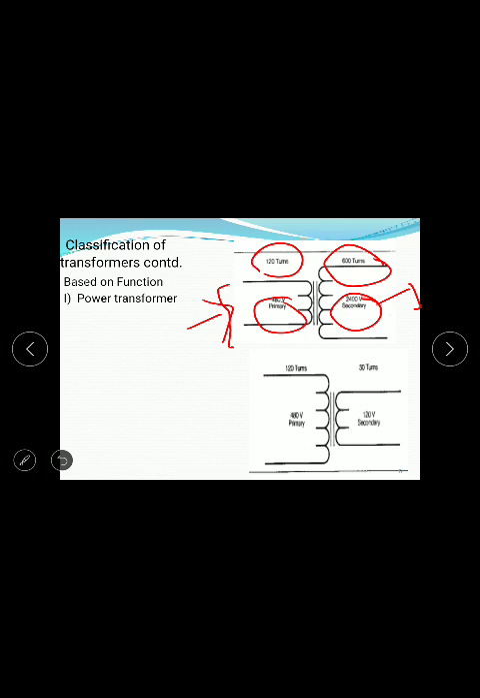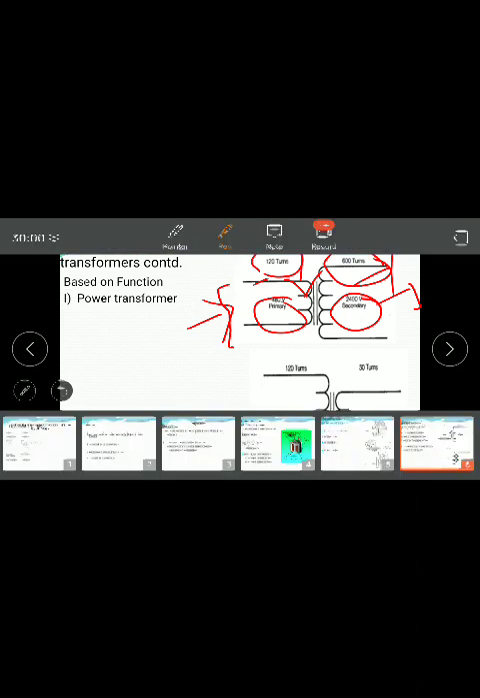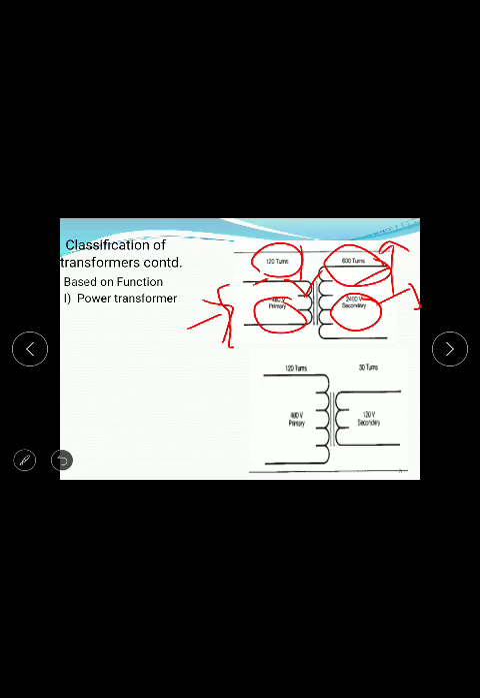So the turns are increased at the secondary side as compared to the primary side. The number of turns is more at the secondary side and less at the primary side. So we are stepping up the voltage due to the increased number of turns at the secondary side. So this is called a step up transformer.